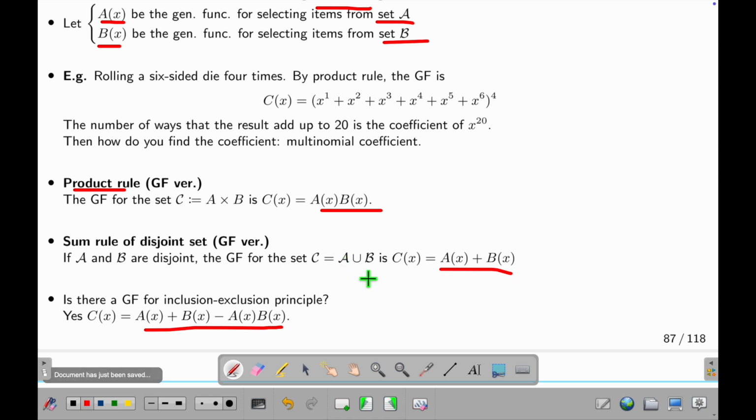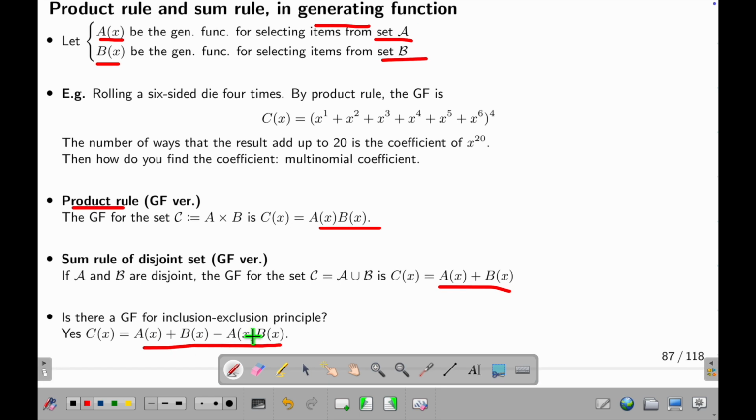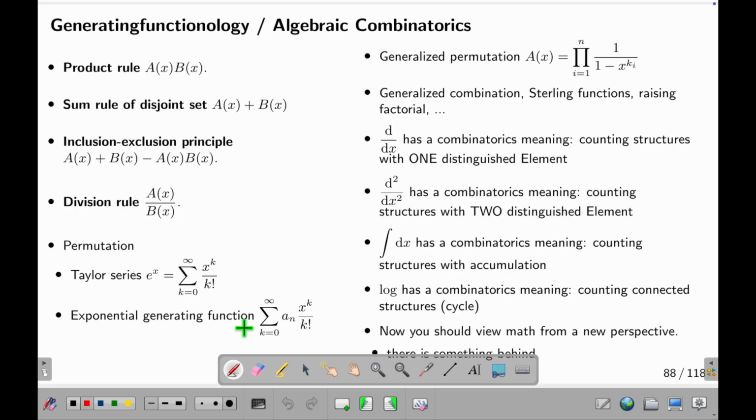So select from A or B is the same as this. Select of A and B is this. Select of A or B, inclusion exclusion, that means you have to subtract the intersection, is this. Then what? You can do the same for permutation, permutation with repetition, combination with repetition, and what? Falling factorial, rising factorial, even Stirling numbers, or crazy numbers. Yes. So this is the idea.